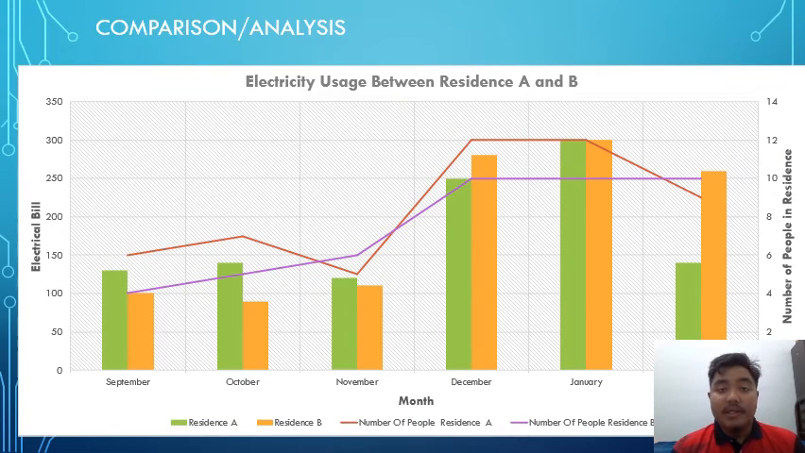Based on the bar and line combination graph, the electricity usage and number of people suddenly increased because people celebrate the New Year and Christmas. However, there is one month where the electrical bill is high even though the number of people in the residence is low. For example, in February, the people in residence B are only 10 people, but the electrical bill reached 260, compared to residence A with 9 people, which only consumes 140. This is probably because the people in resident B use power appliances such as air conditioners and microwave ovens.